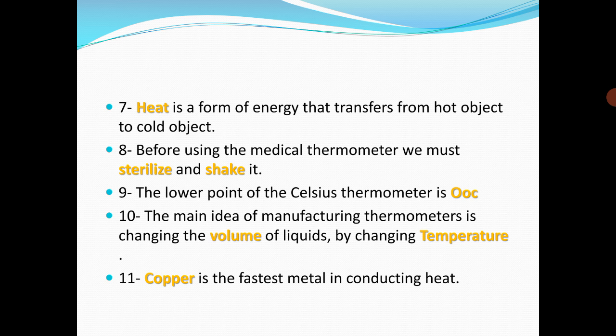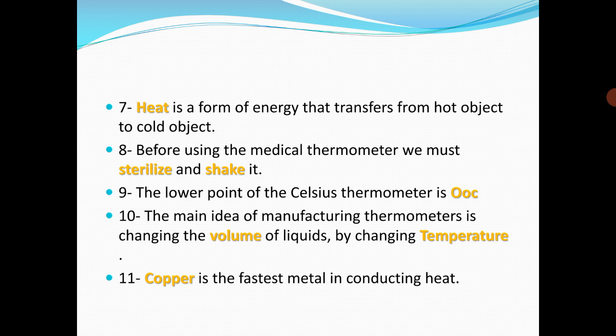Sterilize it using ethyl alcohol in order to kill microbes. Checking it is to let mercury go back to its bulb so we can read the temperature correctly. The scale of the Celsius thermometer starts from 0 to 100, so the lower point is 0 degrees.